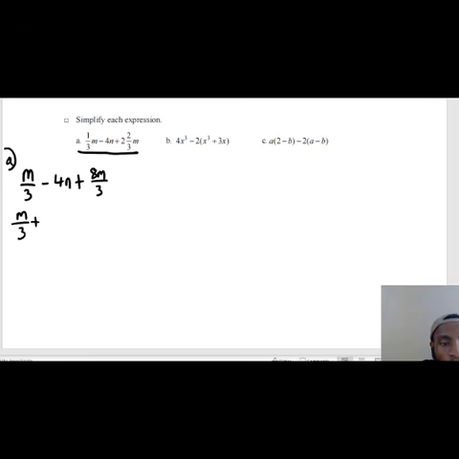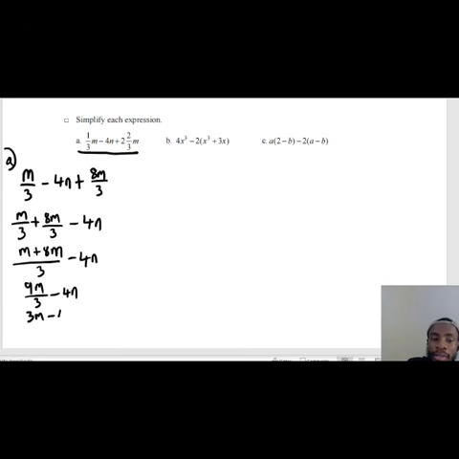m/3 plus 8m/3 minus 4n. This will give us 9m/3 minus 4n. So 9m divided by 3, that will give us what? 3m minus 4n. And that's the answer, simplified. Let's go to the next one, B.